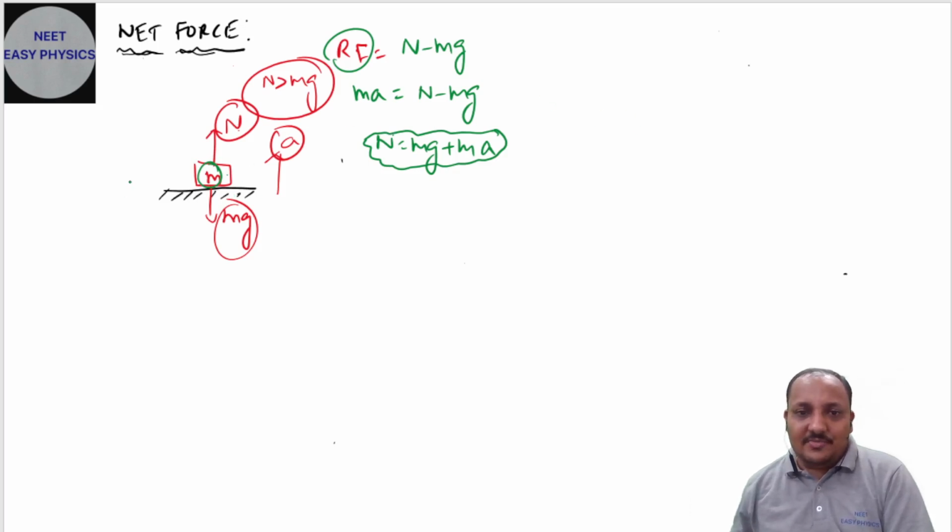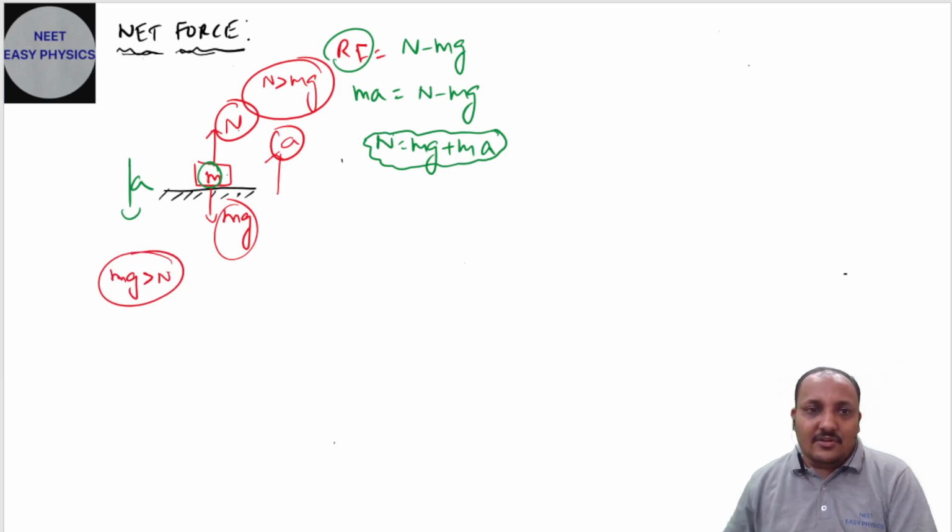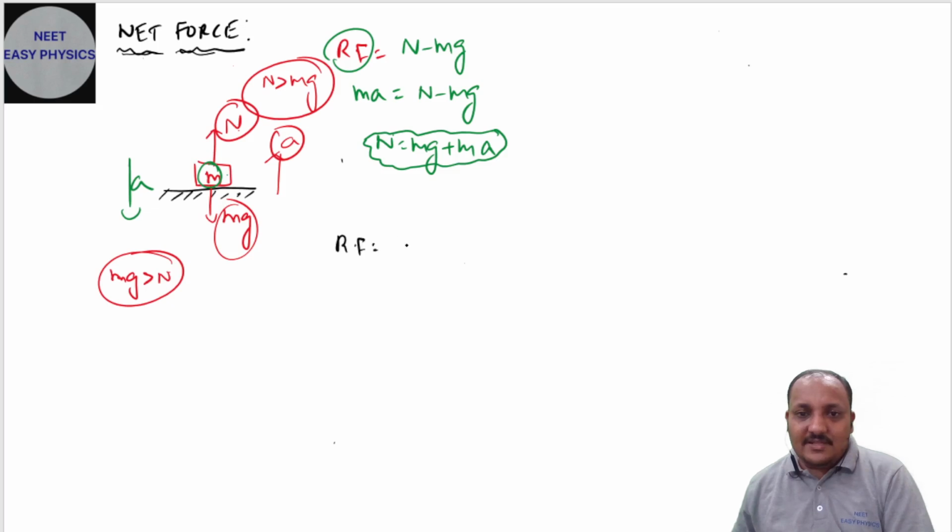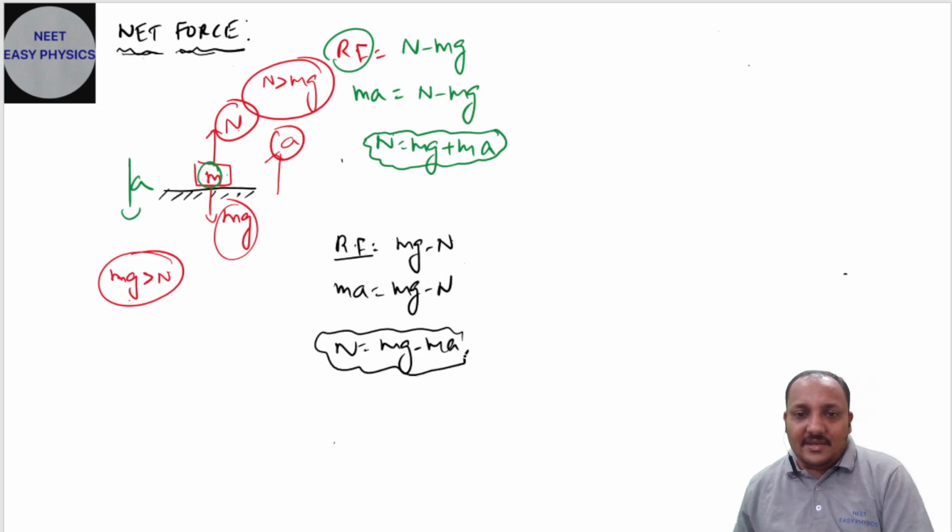Next, the same object is moving downwards with acceleration. If it is moving downwards, which force is more? mg is greater than N. Therefore, the resultant force is mg minus N, because mg is greater than N. According to Newton's second law, if mass is constant, ma equals mg minus N. Now N equals mg minus ma. So the mg term is increased by ma if the object is moving upwards with acceleration a, and the mg term is decreased by ma if it is moving downwards.